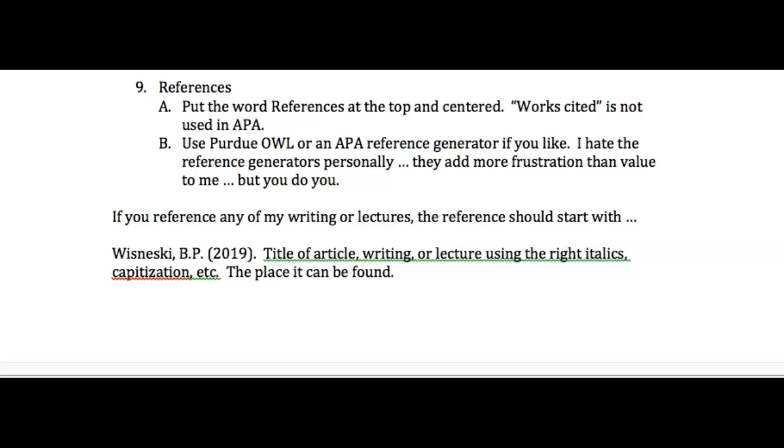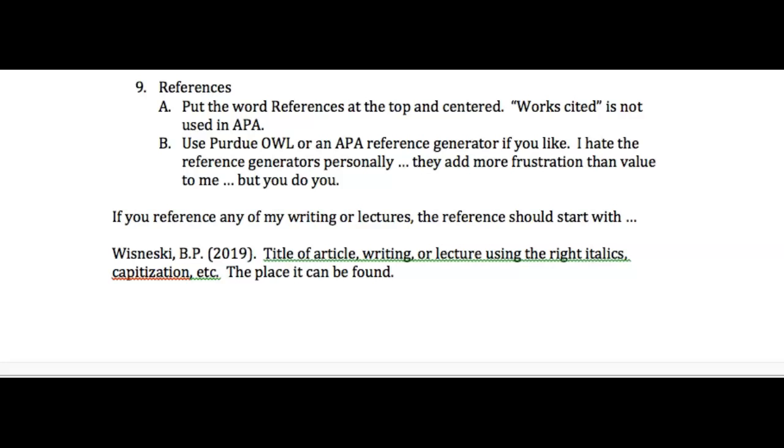I would suggest that anything less than 3 references in your paper won't be supportable. But it doesn't mean that you have to have 1,000 references. It's not a long paper. So you're going to put the word references at the top and centered. You don't use works cited. I know a lot of you have been using works cited.